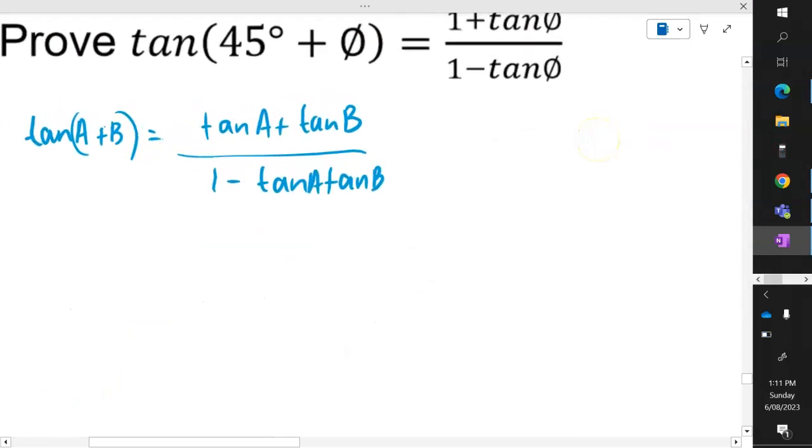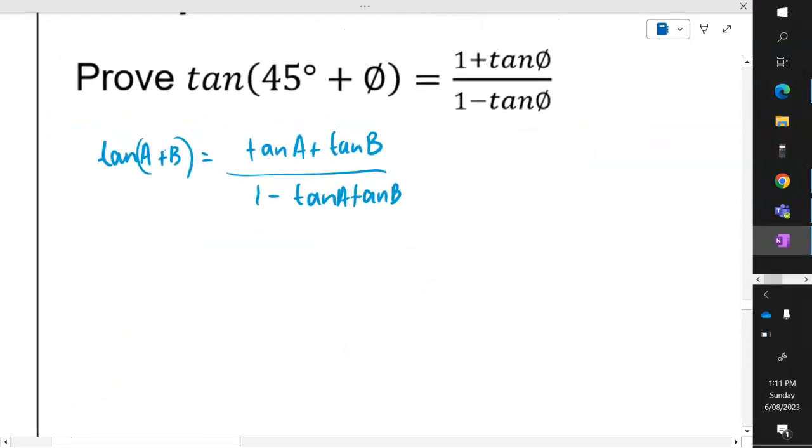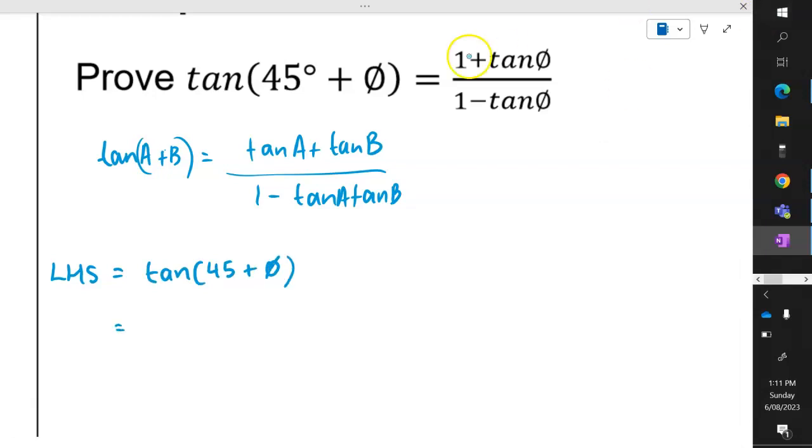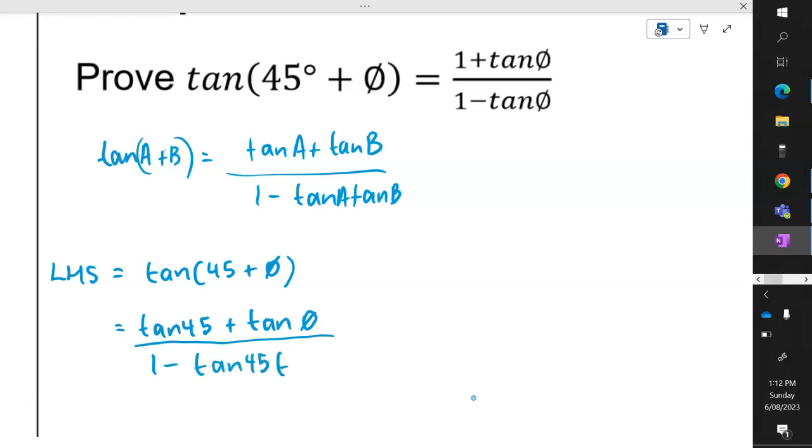Because this is a proof, I'm going to set it out like a proof. So I'm going to start with my left-hand side, which is equal to tan of 45 plus theta. And that's going to be equal to, I'm going to pop it straight into my rule here because we've got that rule, tan of 45 plus tan of theta over 1 minus tan of 45 tan of theta.